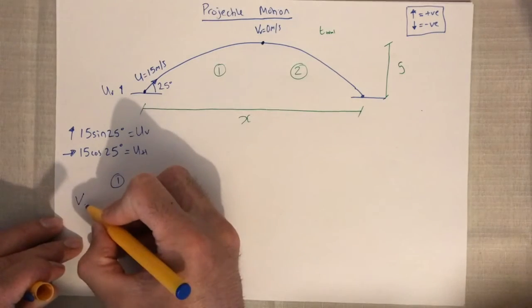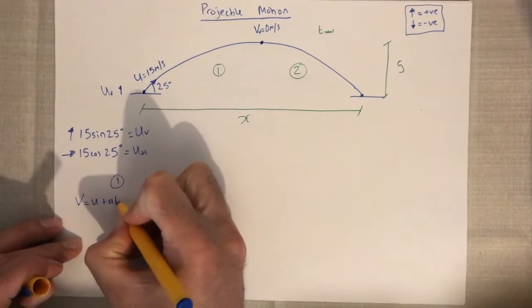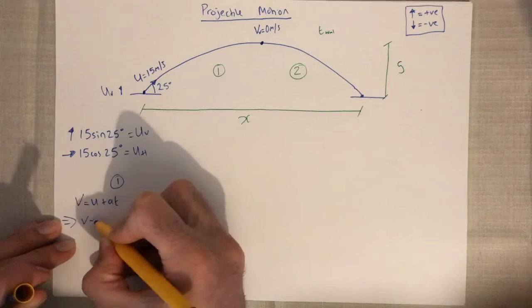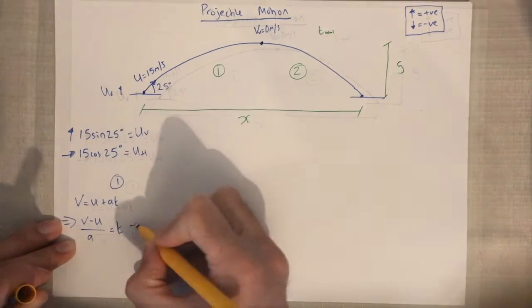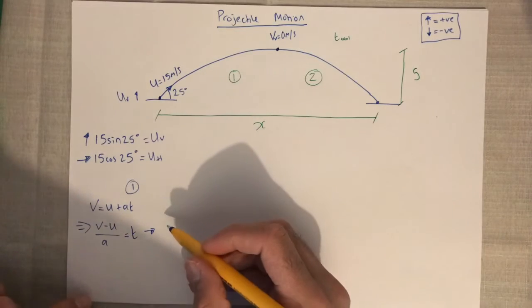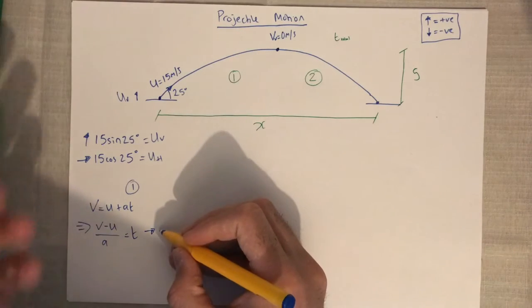And what we're going to say is V is equal to U plus AT. We're going to rearrange this. We're going to say V minus U all over A is equal to T. Right, so what we need to do is just put our values in.